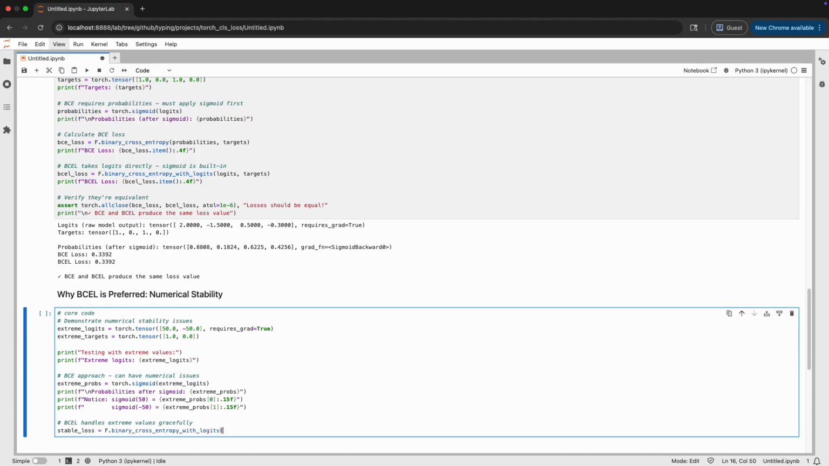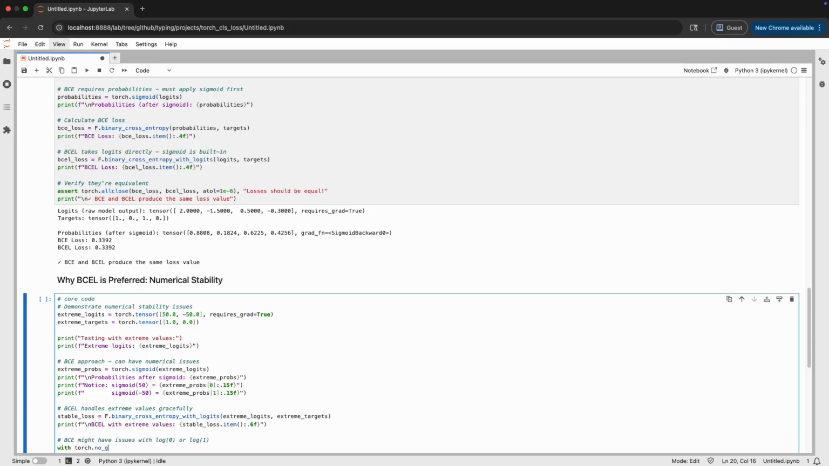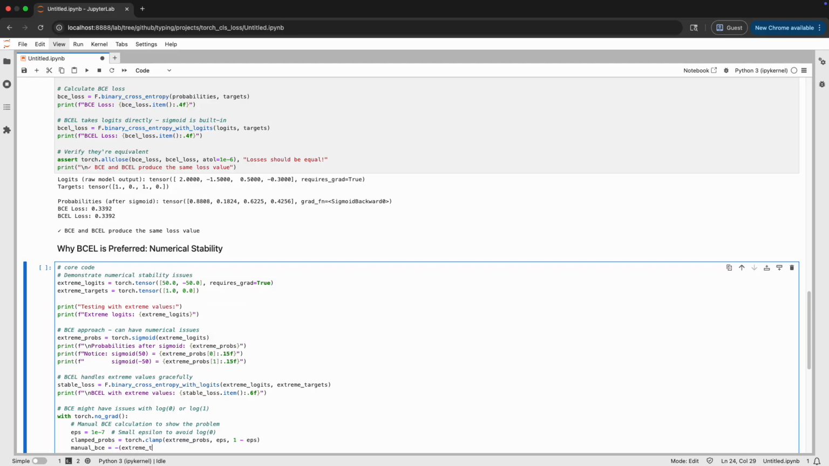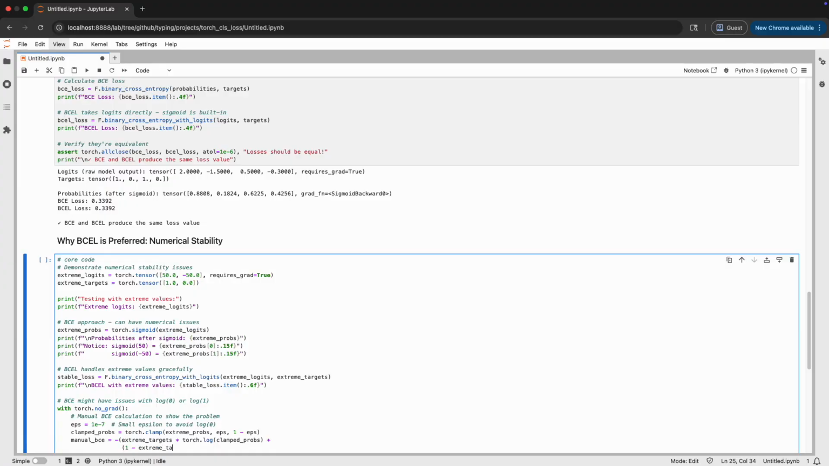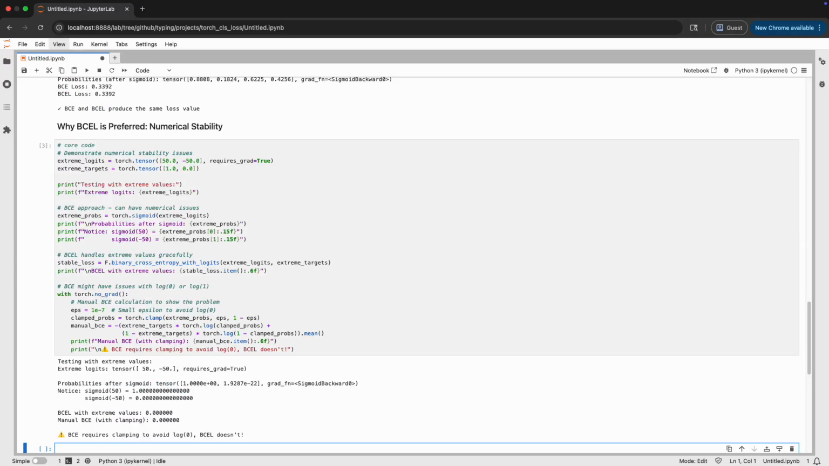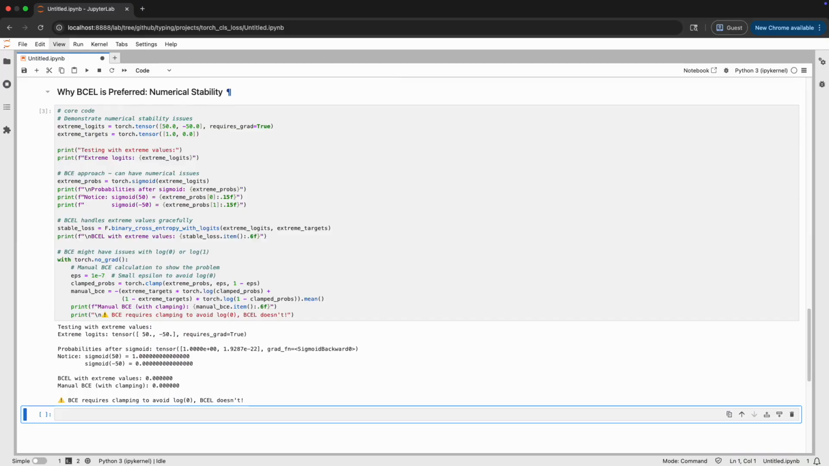This creates a problem for BCE because it needs to compute the logarithm of these probabilities. Log of 0 is undefined, and log of 1 is 0, which can cause numerical instabilities. BCEL, however, handles these extreme values gracefully by using a numerically stable formulation that combines sigmoid and cross-entropy in a single step. You can see that with extreme logits, the sigmoid function saturates, giving us 1 for the positive extreme and essentially 0 for the negative extreme.